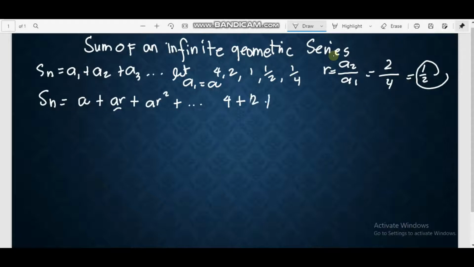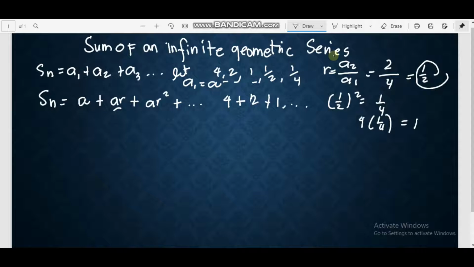And then plus ar squared, so you will have 1/2 squared, that is 1/4. So a times 1/4, or simply 4 times 1/4, so this is equal to 1. So 1. So pareha gid siya and so on. So this is the explanation. Ganun ang ani ni siya.